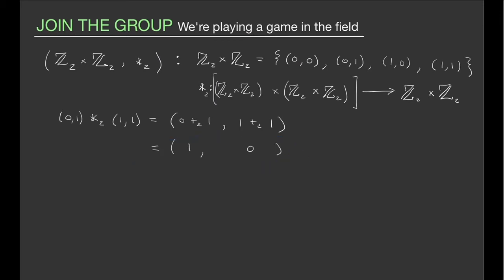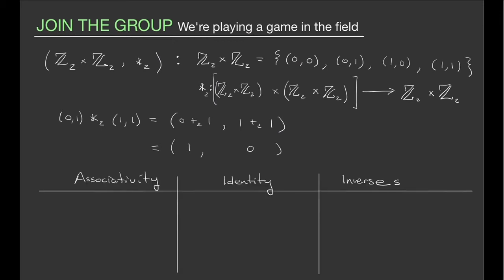All right, now in order to be a group, we need to check three properties of this composition. We need to check associativity, we need to check identity, and then we need to check inverses. Like before, let's leave associativity just because it's pretty tedious and I don't think terribly enlightening. Just because it's a little more tedious than we'd like for this video. Well, let's take the identity.